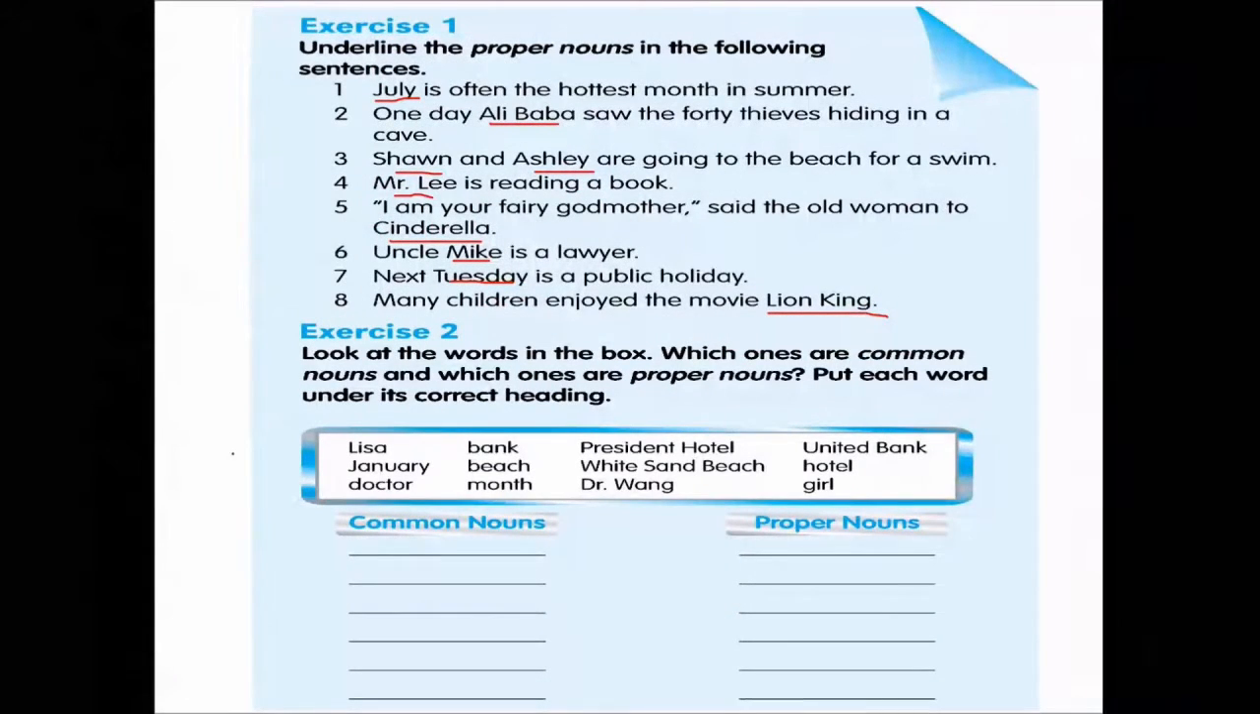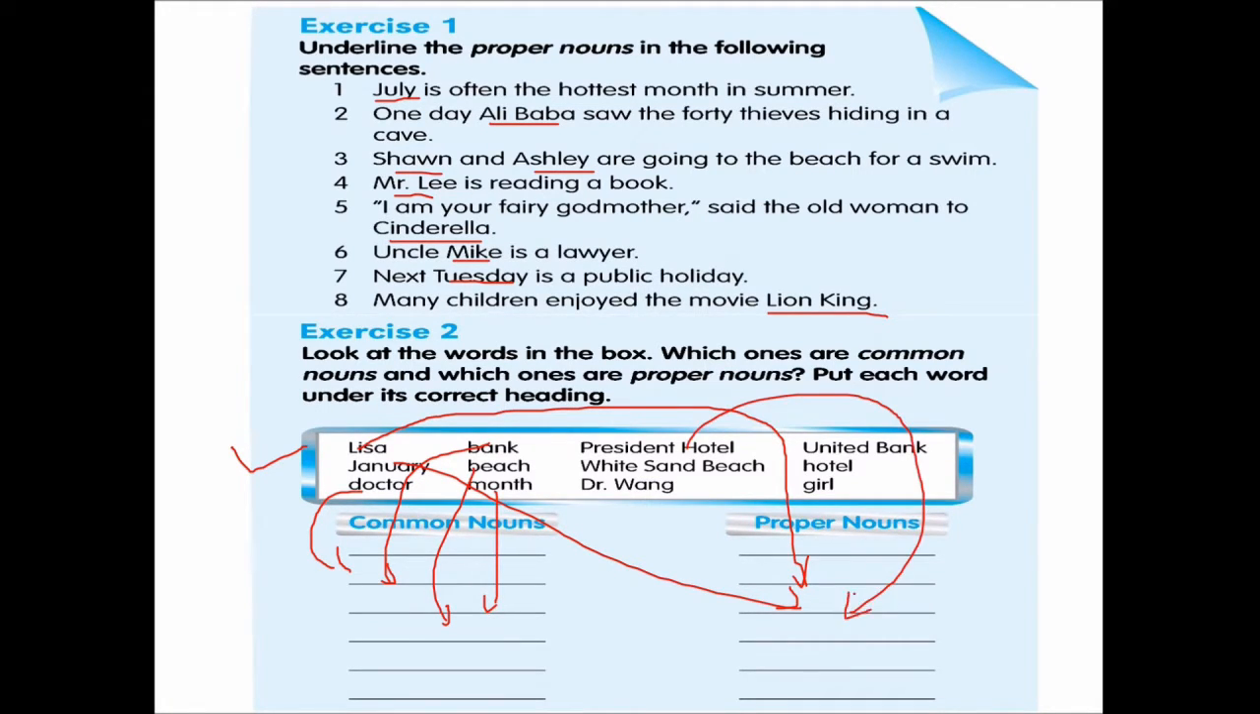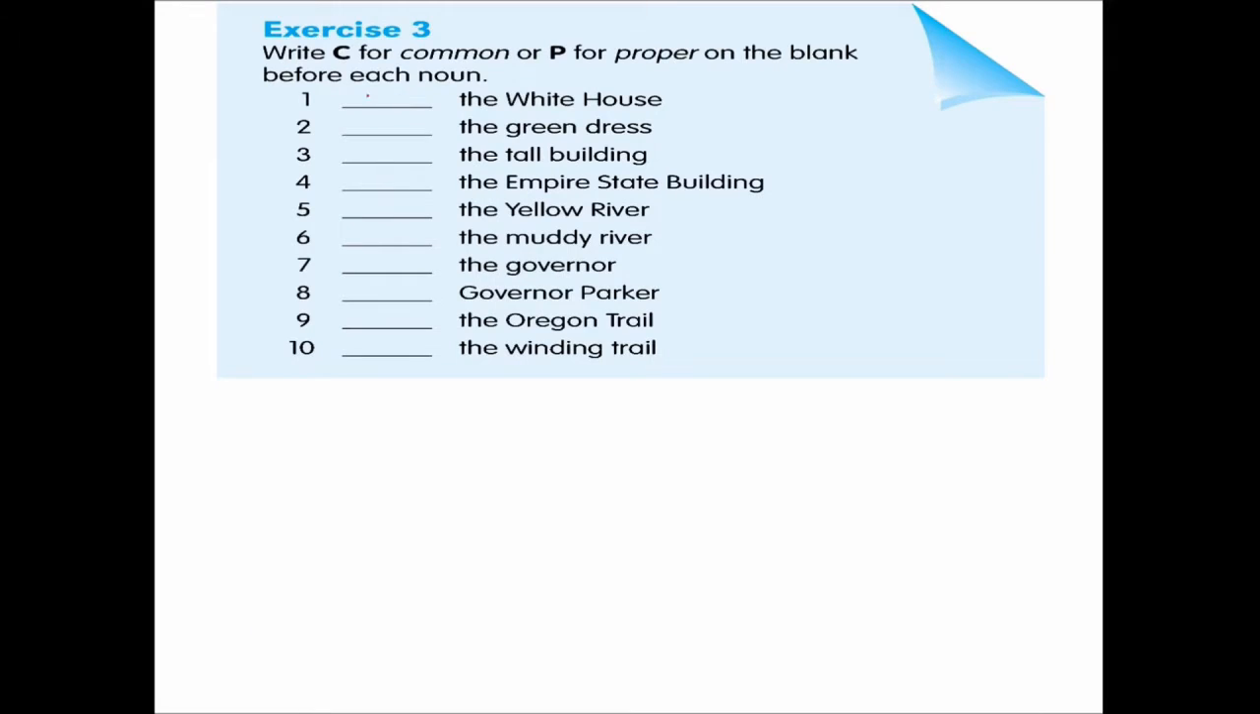Exercise 2. These are the words in the box. Which ones are common nouns and which ones are proper nouns? Put each word under its correct heading. Lisa, proper noun. January, proper noun. Doctor, common noun. Bank, common noun. Beach, common noun. Month, common noun. President Hotel, proper noun. White Sand Beach, proper noun. Dr. Bank, proper noun. Unified Bank, proper noun. Hotel, common noun. Girl, common noun. Third exercise, write C for common and P for proper on the blank before each noun.